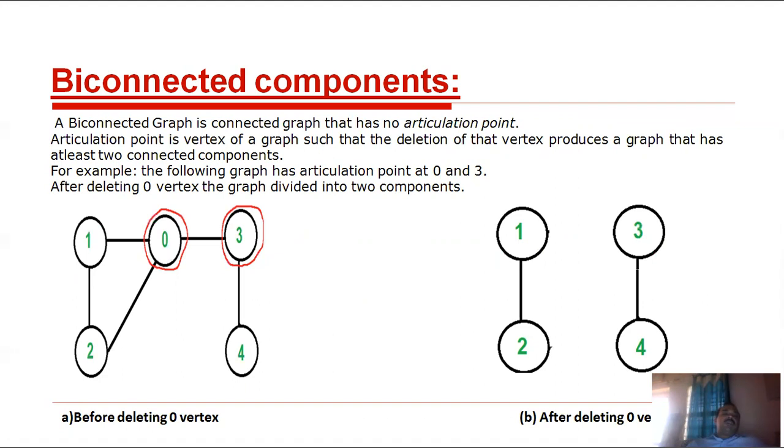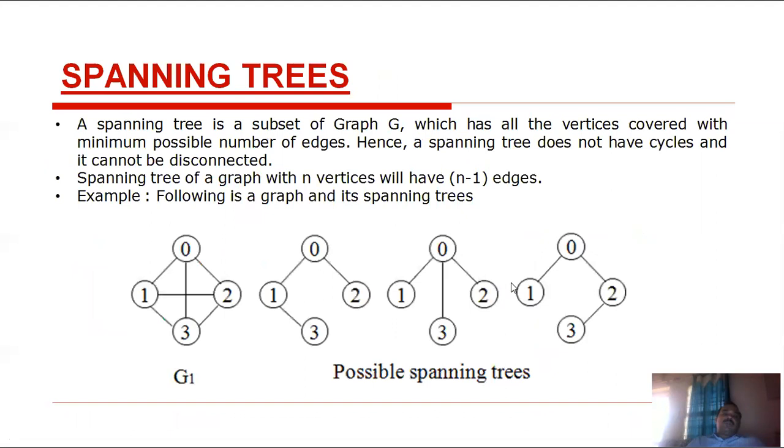After deleting 0, the graph is divided into two components. Here 0 connects two graphs, so if we delete 0, then 1 2 and 3 4 are the two graphs. Clear? 1 2 and 3 4 are the two graphs.